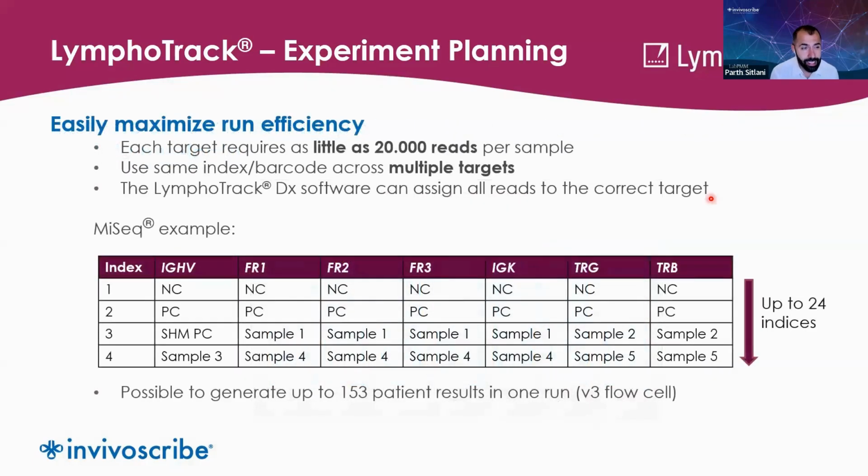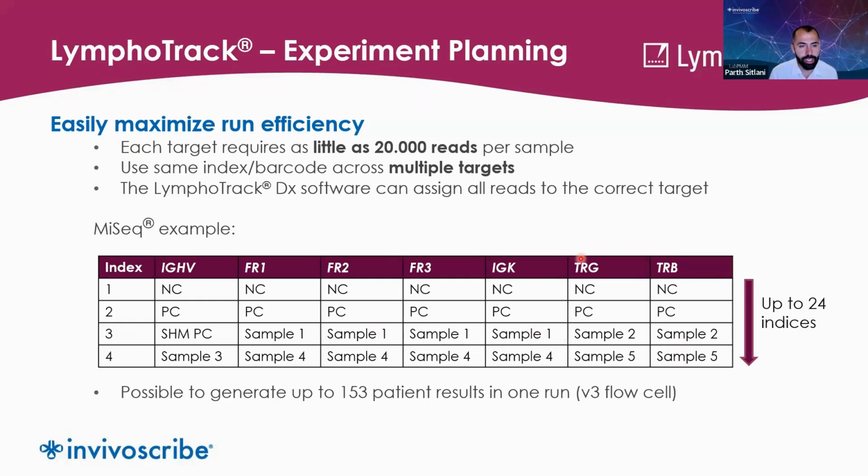We do try to make this as easy as possible, so you only need 20,000 reads per sample for our next generation sequencing assays. You can even use the same index across multiple different targets. So for example, if you were to have index 1, or let's say index 3 here, being tested for Framework 1 and Framework 2 and Framework 3, as well as IG kappa, you can actually use the same index for all 4 B cell targets.